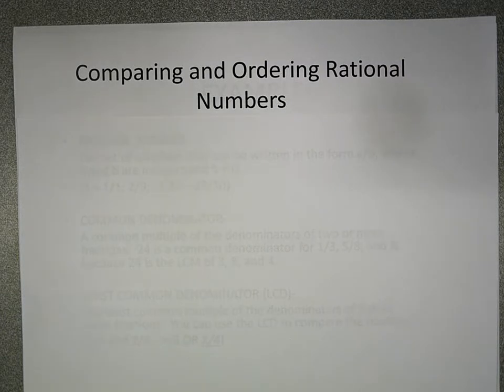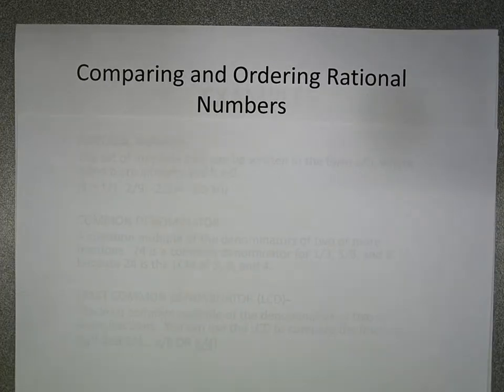All right, guys. So, in our notes, we're going to start with comparing and ordering rational numbers. Yesterday we had fraction and decimal conversions, making one into the other. Well, today what we're going to do is take a bunch of different fractions and decimals, and put them in order, least to greatest.